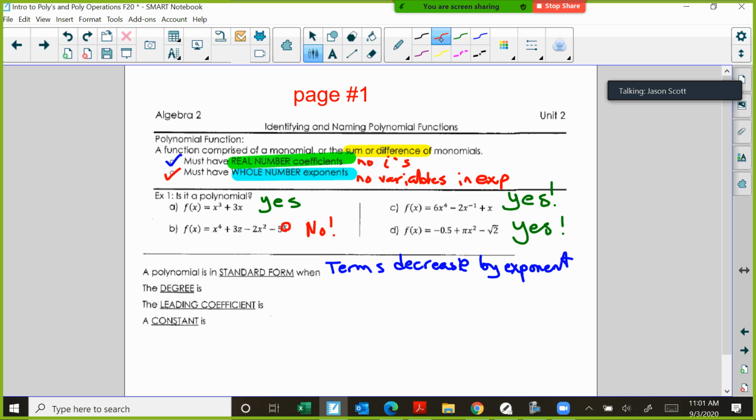The degree is the highest exponent, or the biggest exponent. Trying to write slow so it writes clearly. The highest exponent is the degree. We're going to talk a lot about the degree. The degree tells us information about the polynomial, but it's the highest exponent.